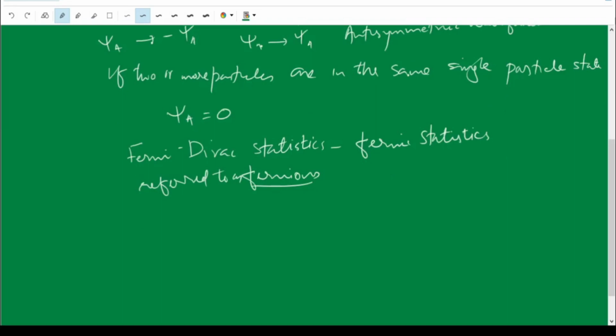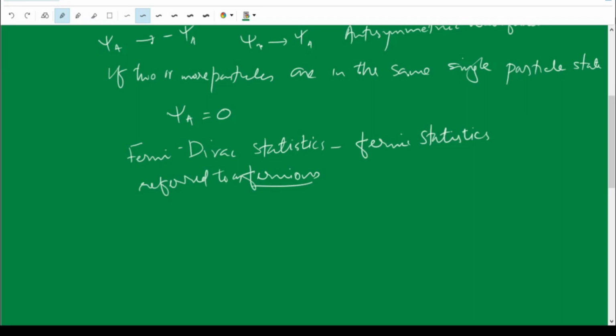Fermions. Now let us go back to the statistical weight factor in quantum statistics. Now we have two kinds of quantum statistics. One is the statistics with a symmetric wave function, and the other with an antisymmetric wave function. We can write it in this way.